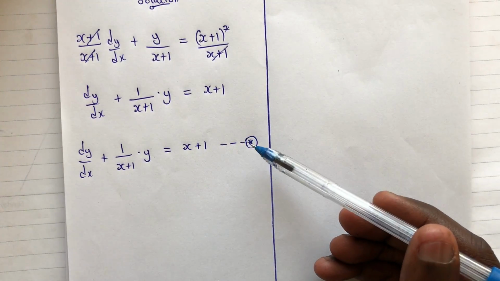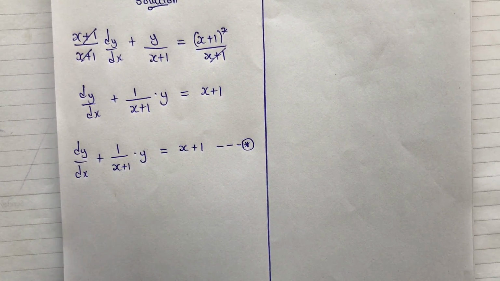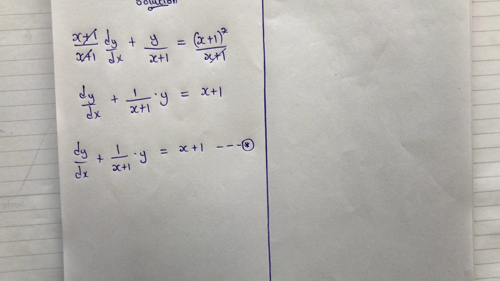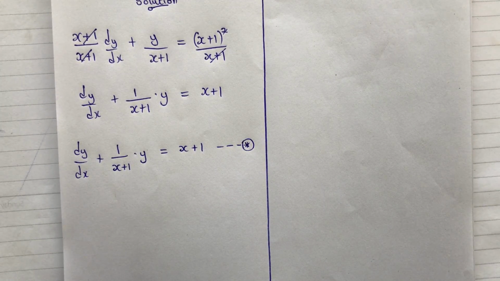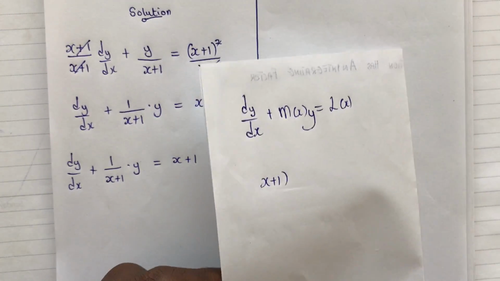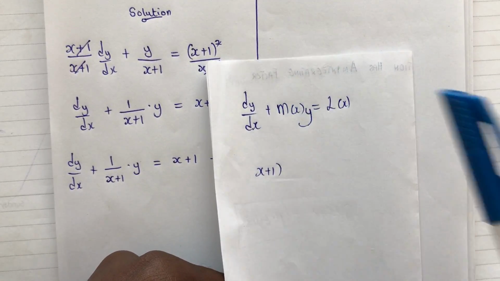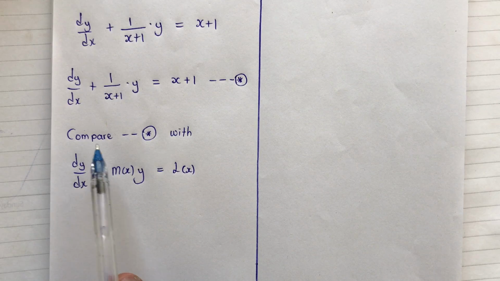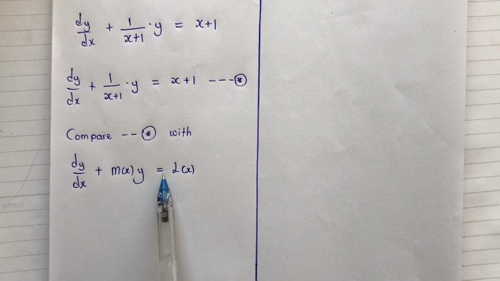Now once we get to equation star, we learned that for first order linear differential equation, the solution can be found when we multiply through by the integrating factor. So how do we find the integrating factor? The next thing you need to do is to compare the equation you have with the equation of first order linear differential equation. So we will compare with this equation, whatever we put here. So it depends on the variables you want to use here. So let's do that. Okay, so now you compare equation star with dy dx plus m of x times y equal to L of x.